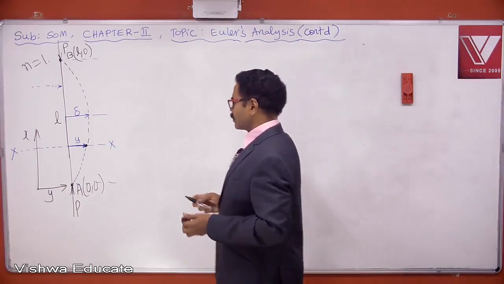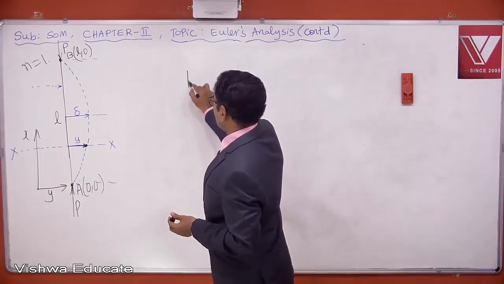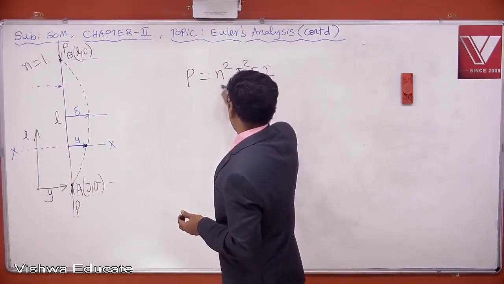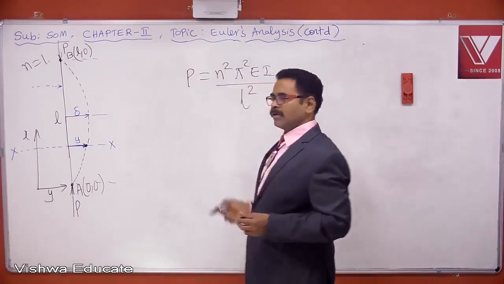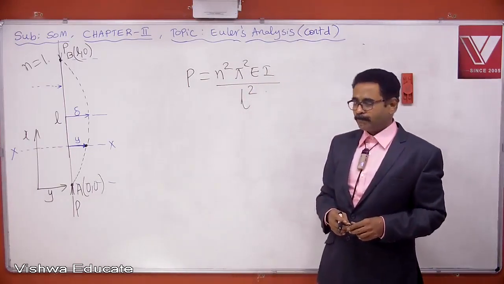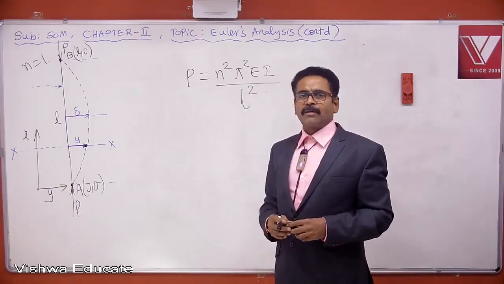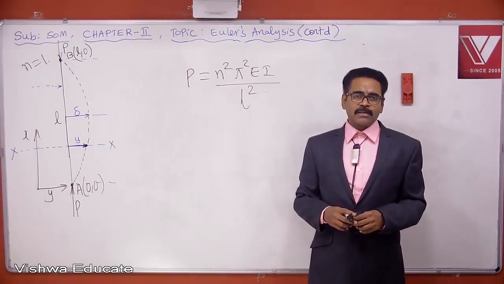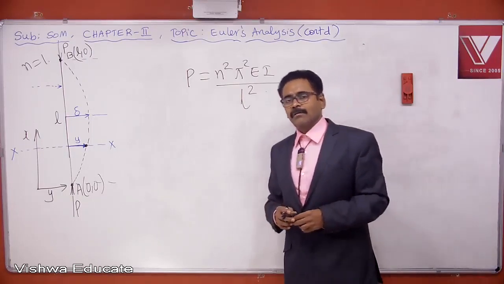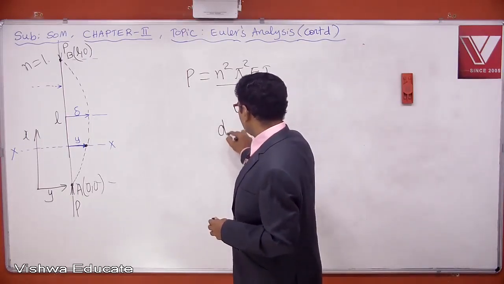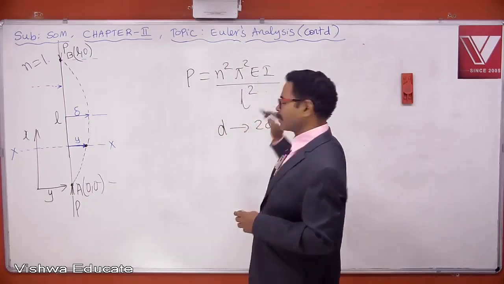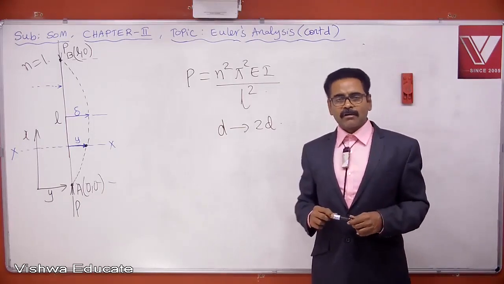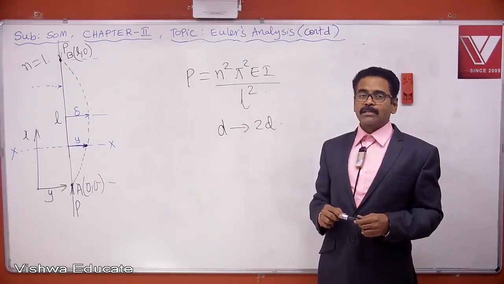One more question is coming to my mind. Euler's critical load P is equal to n squared pi squared EI by L squared. One more GATE question: a cylindrical column is there. Diameter of the column is D. If the diameter is doubled, what will happen to Euler's critical load? This question came in GATE.